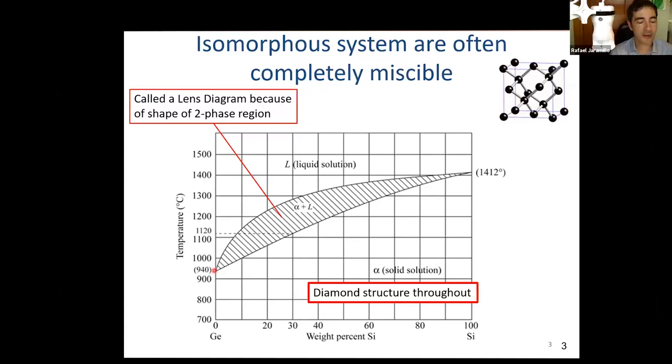What's unsaid here is the pressure. Pressure is almost never reported in binary phase diagrams. And unless it's reported otherwise, you can assume one atmosphere. Okay. So at one atmosphere, as you take pure germanium and you heat it up, you're in the alpha, alpha, alpha, alpha, alpha, liquid. So in between it melted.